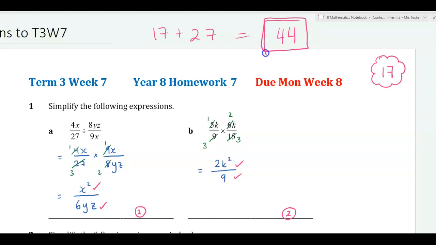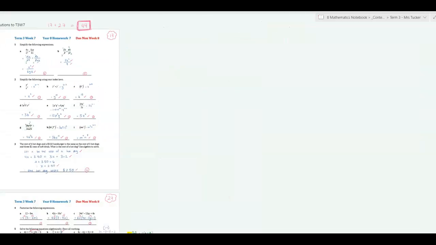I got 40. No, I got... wait. I got 40. What's 3 minus 1? 3 plus 1? 3 plus 1's 4, right, miss? And 44 minus 4 is 40. I got 36 and a half.